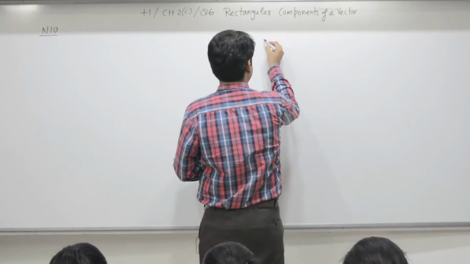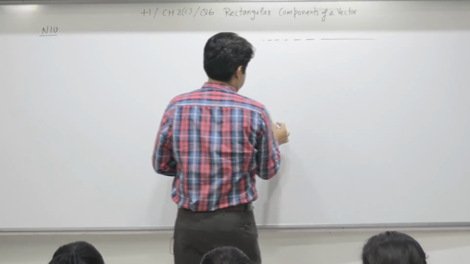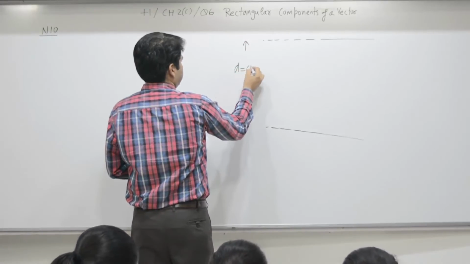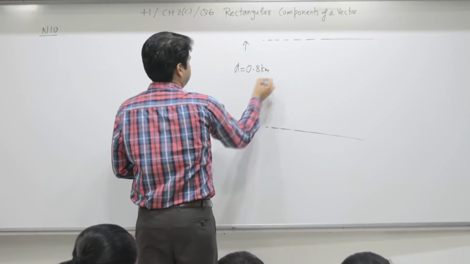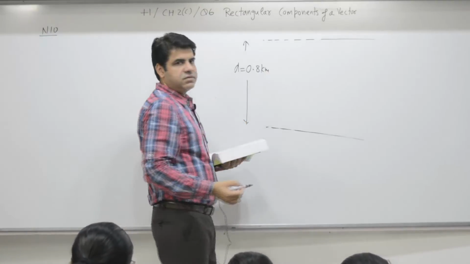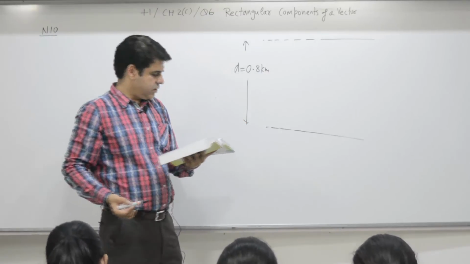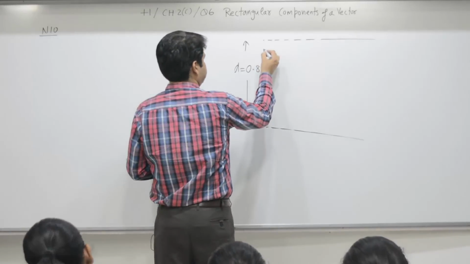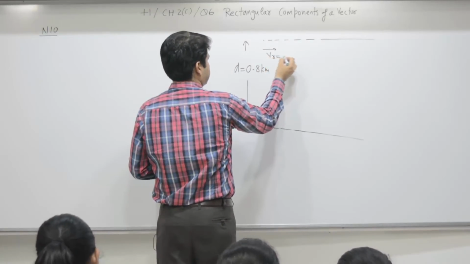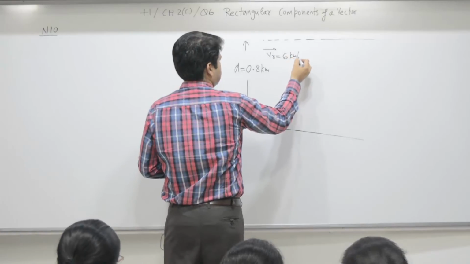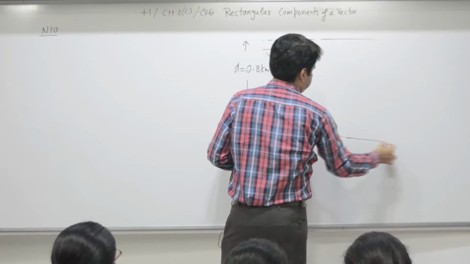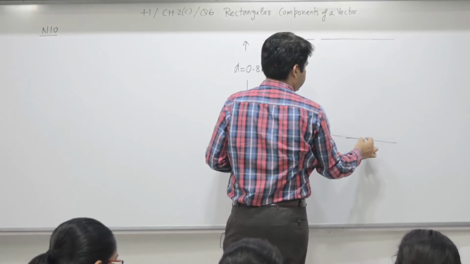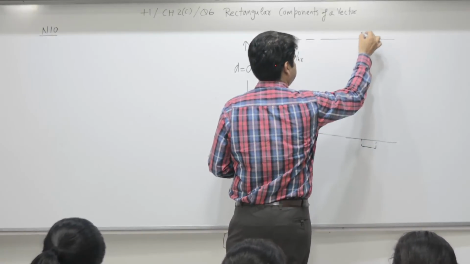What is the width of the river? 800 meters, 0.8 kilometers. Why I am writing it in kilometers? Because the rest of the data given is in kilometer per hour or kilometers. The river flows at what rate? River speed, 6 km per hour. So there is a boat. You want to cross it in the shortest path.